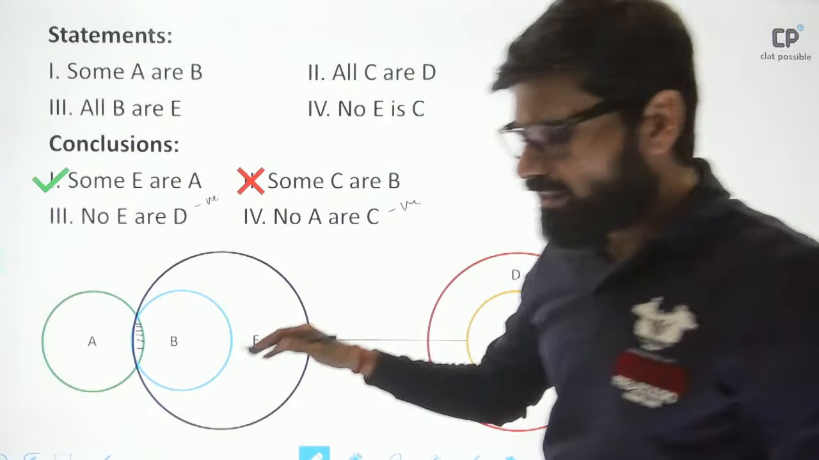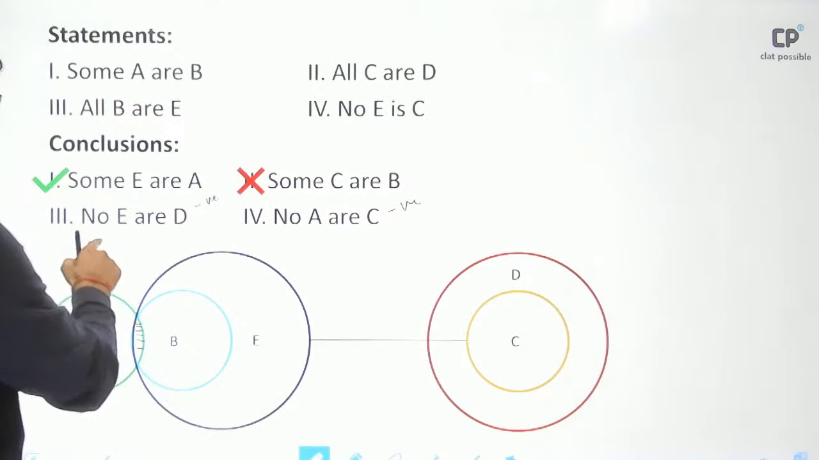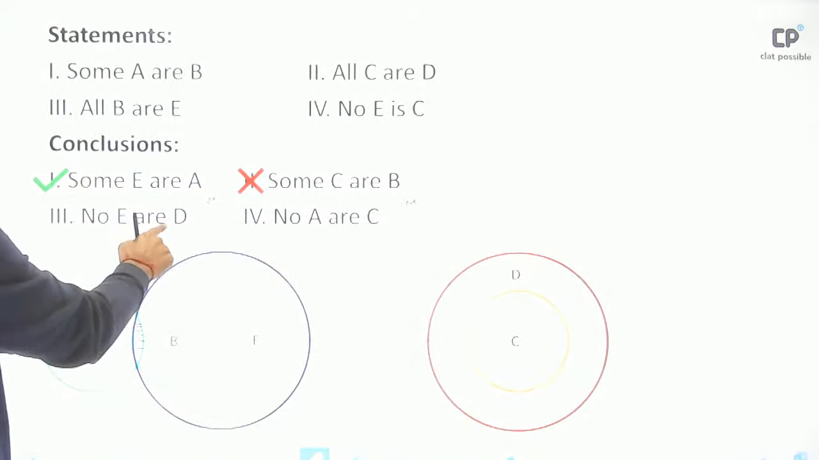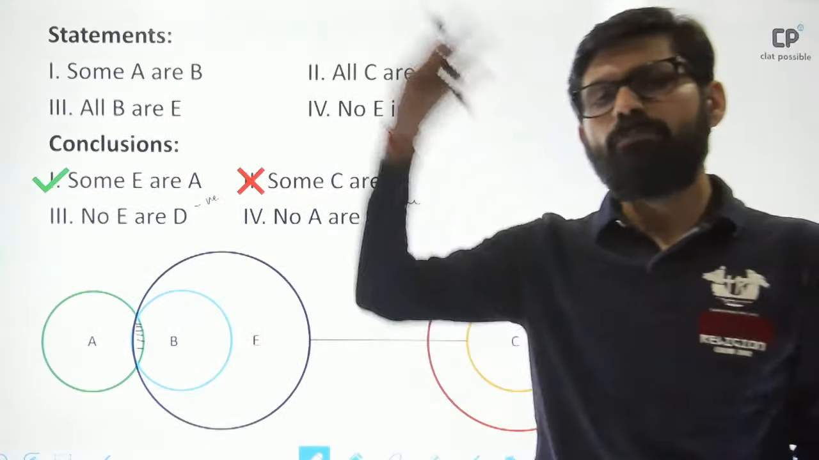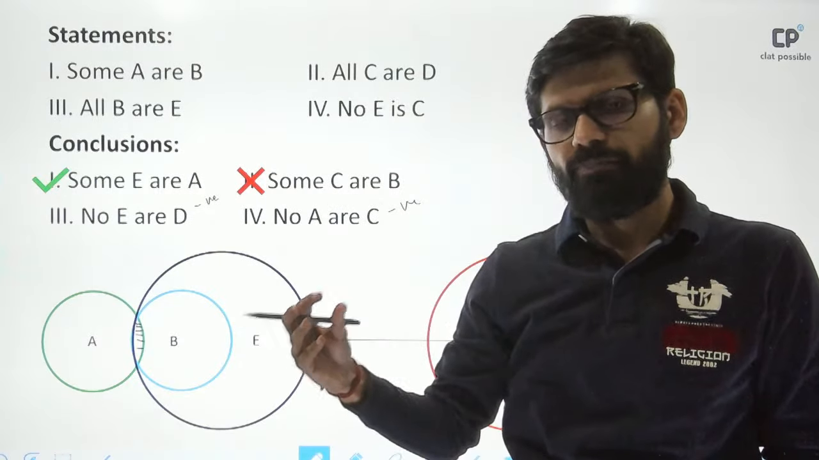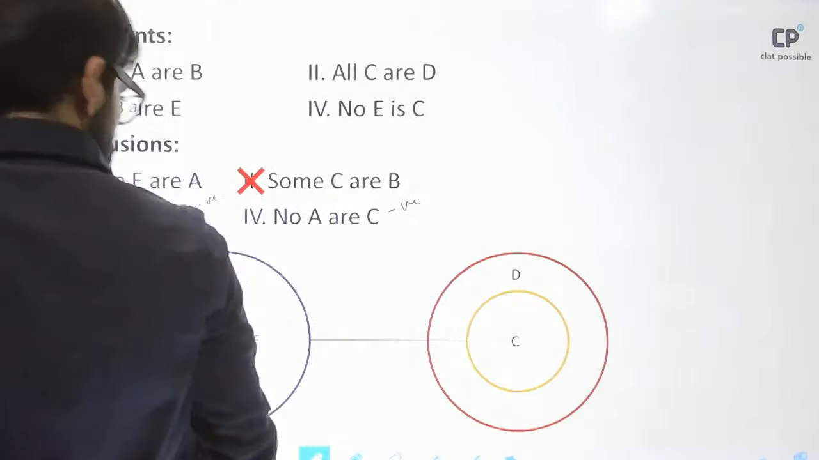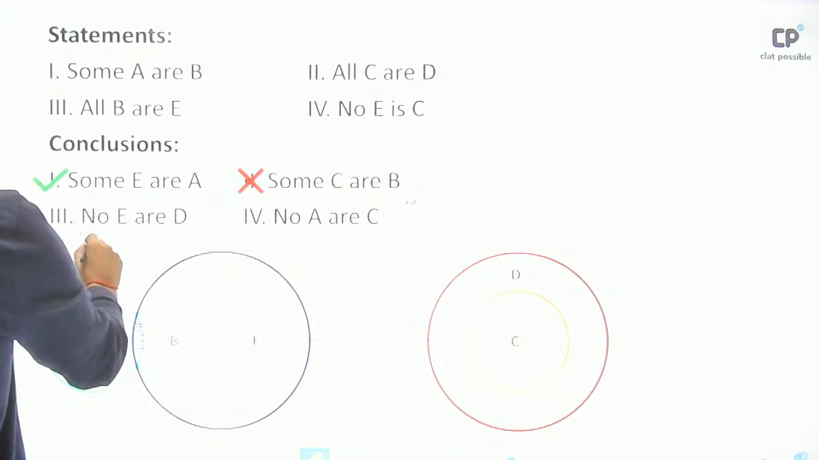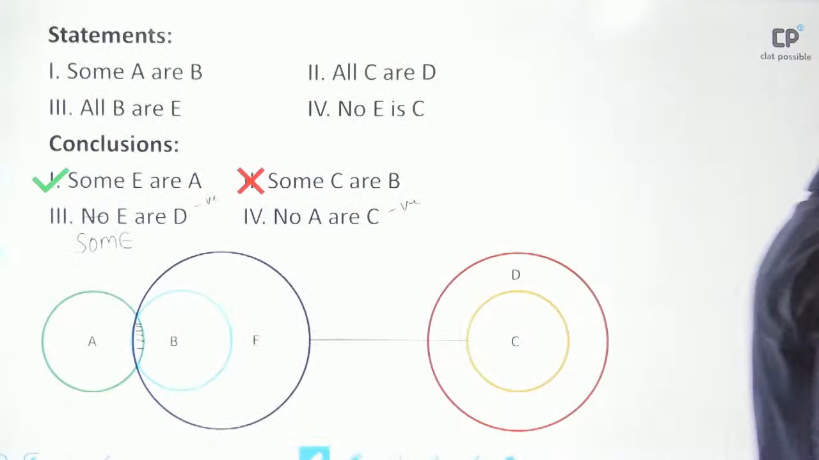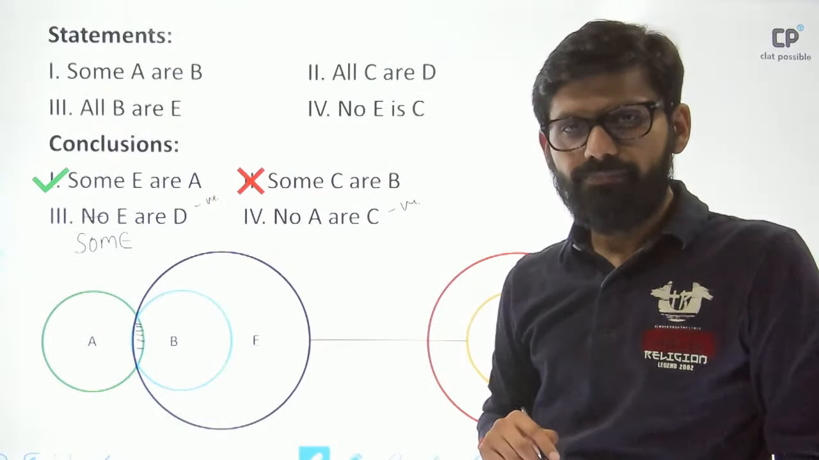So how we tackle a negative conclusion statement is as follows, right? The first thing we do when we encounter a negative statement, and I'll give you the reasoning behind it, is take the opposite of it. Which opposite? Not the polar opposite, the logical opposite. So the logical opposite of no is some, right? So we are taking the opposite of no: some. So some E are D, right?